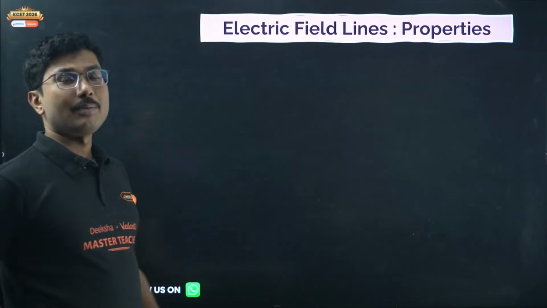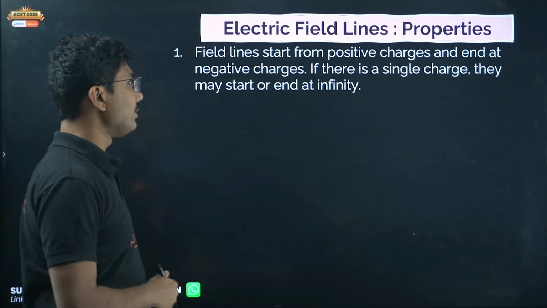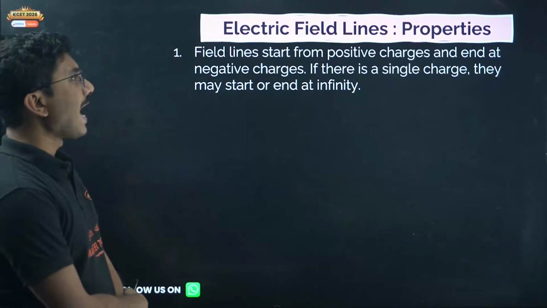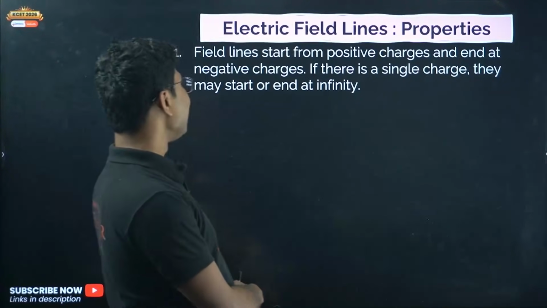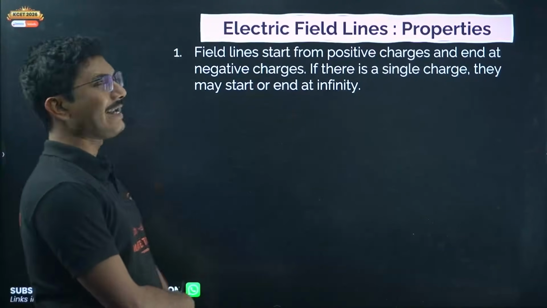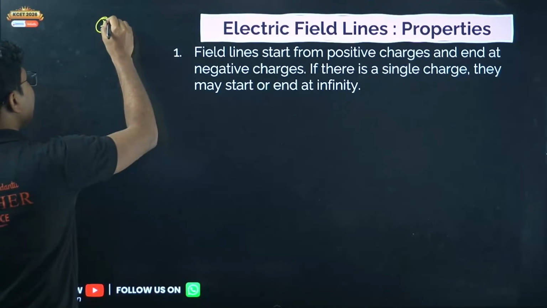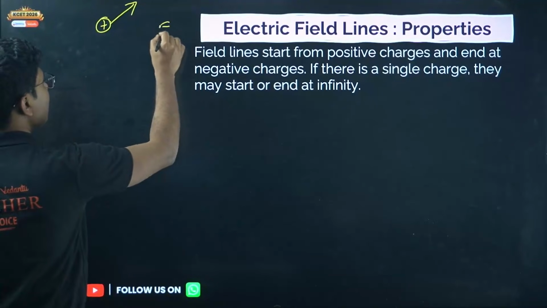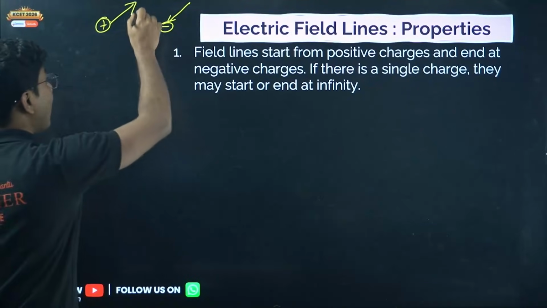Now we are discussing the properties of electric field lines. The properties are important as well in your PUC. Field lines start from positive charges and end at negative charges. If there is a single charge, they may start or end at infinity. So if it is a single positive charge, it will start from the positive charge and go till infinity. If it is a single negative charge, it will start at infinity and come to the negative charge.